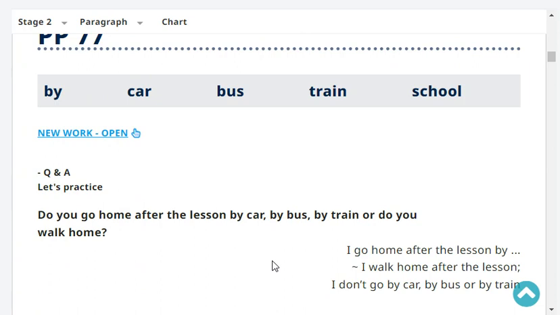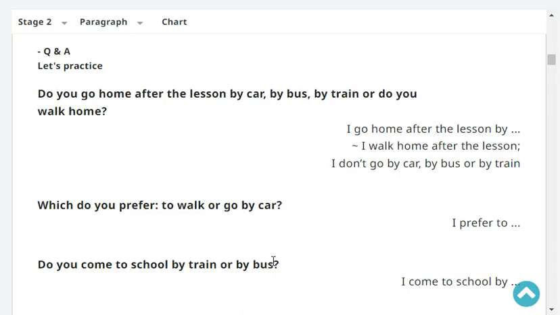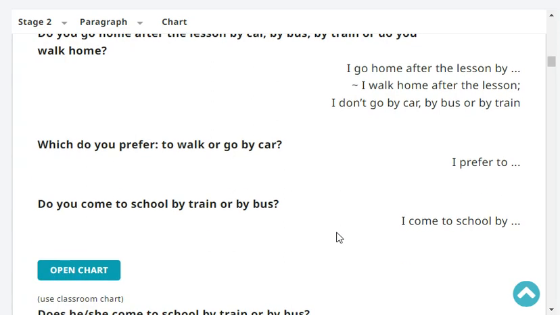Do you go home after the lesson by car, by bus, by train, or do you walk home? I walk home after the lesson. I don't go by car, by bus, or by train. Which do you prefer, to walk or to go by car? I prefer to go by car than to walk.